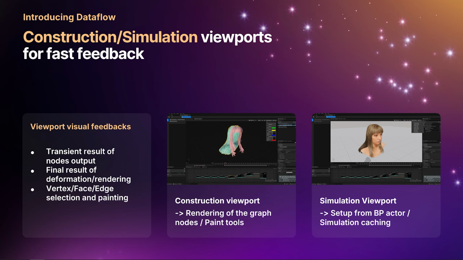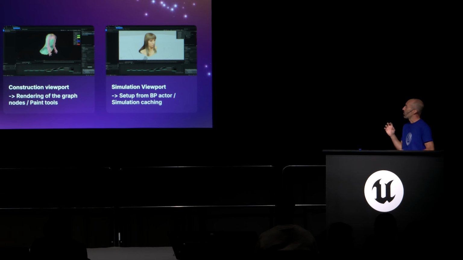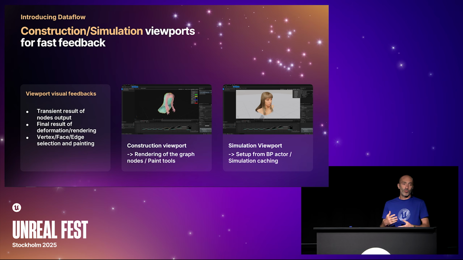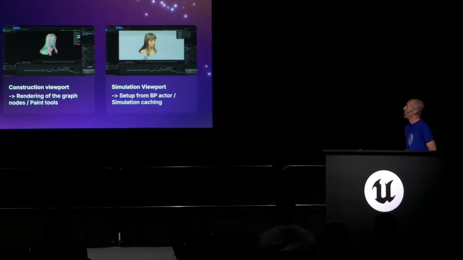The simulation viewport is a bit different. The goal is to have the final rendering and the final deformation there. You set up this viewport in a different way, because in the preview scene you have an option to put a Blueprint. By default, each asset has its own preview Blueprint. But if you want to do something custom, you can create your own Blueprint, put whatever you want inside, put the Blueprint in the preview scene, and it will display something here. For example, this one is a simple Blueprint with one asset.